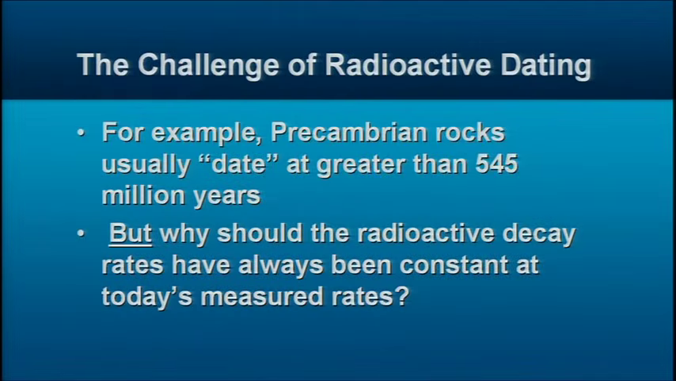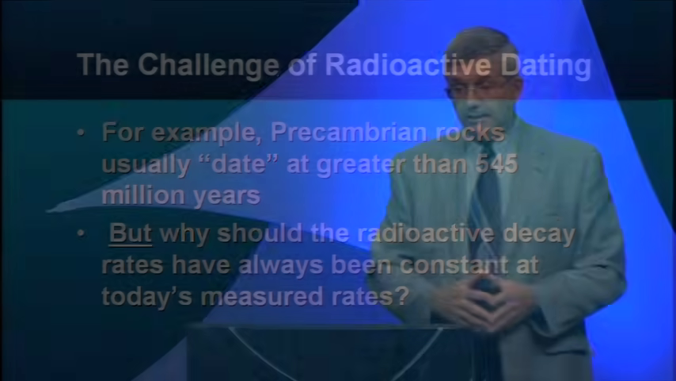For example, Precambrian rocks, ones down in the crystalline basement of the Grand Canyon that we'll talk about on Thursday night, usually date at older than 545 million years. And that's supposed to be the age of the Precambrian.